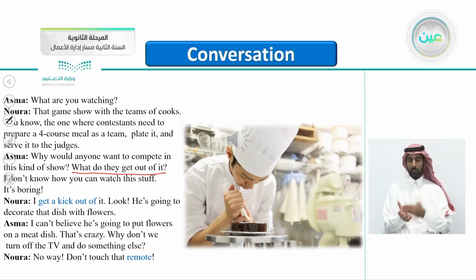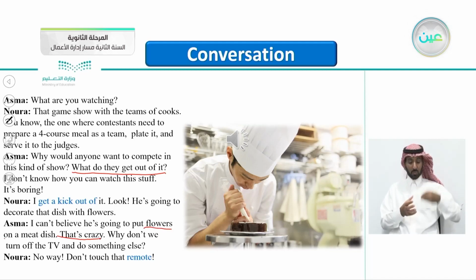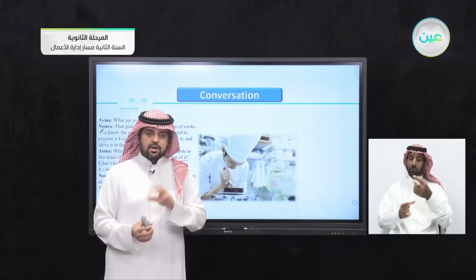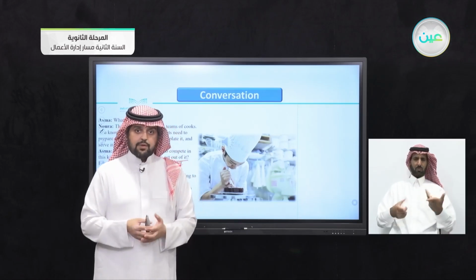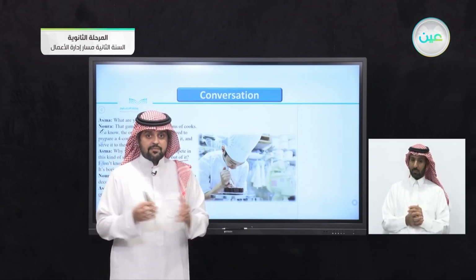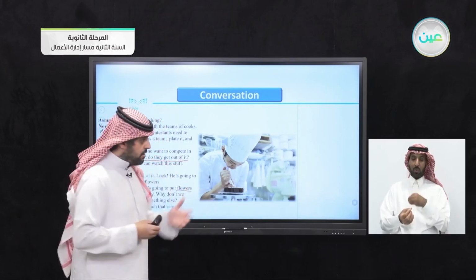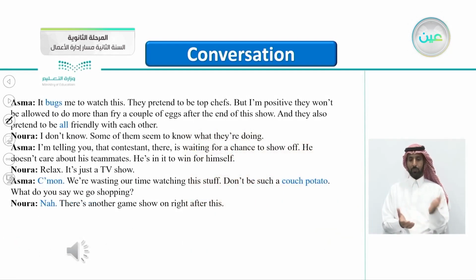And here also she says, that's crazy. What does she think is crazy? That the chef is putting flowers on a meat dish. She's watching an expert chef, of course, putting flowers on the meat dish. Of course, they are edible flowers. Edible means that you can eat them. So that's why she thinks that this is crazy. No one puts flowers on meat. So continuing with the second part of the conversation.